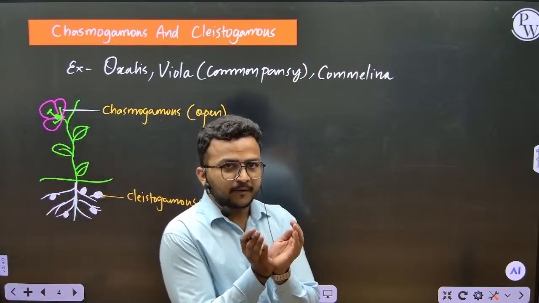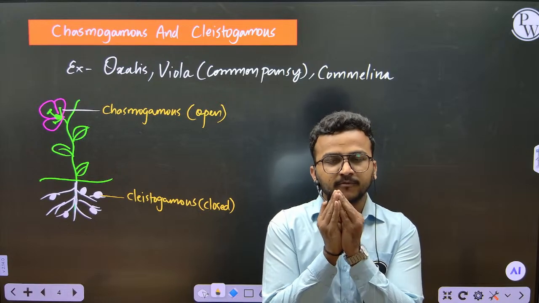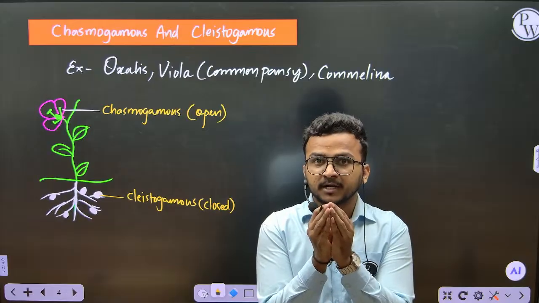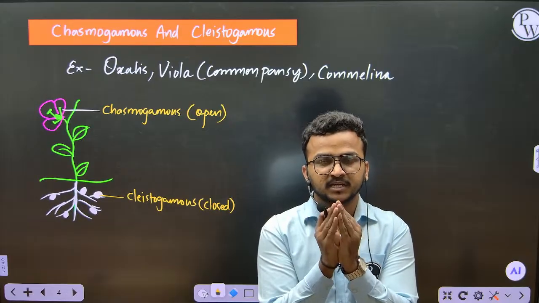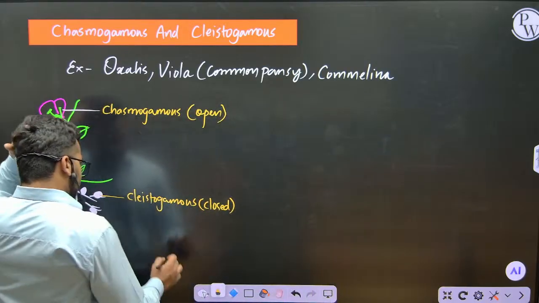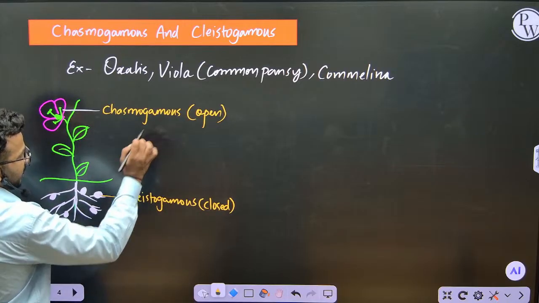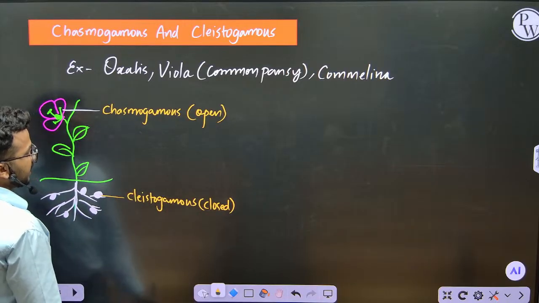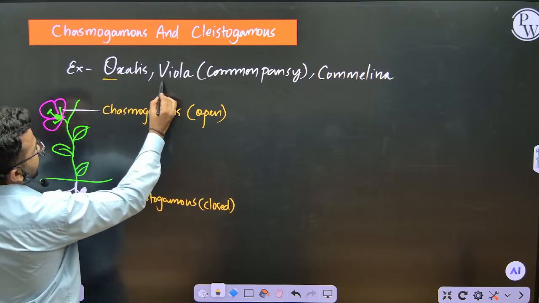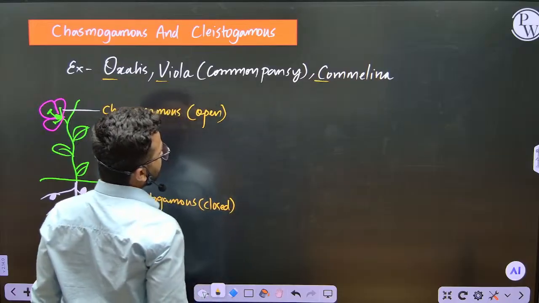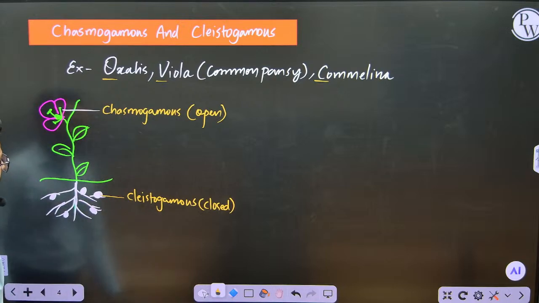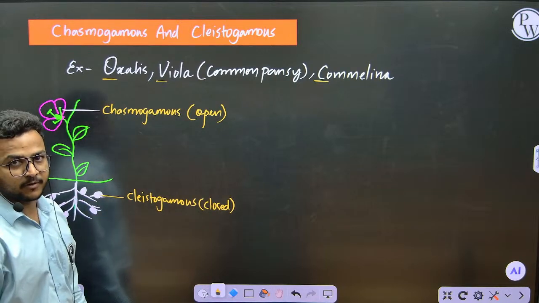So the flowers always remain closed, even after fertilization and before fertilization. It will be like in a bud stage, closed with the petals, sepals and all. So clisto is nothing but closed, and chasmogamous is nothing but the open flower. In these examples of oxalis, viola and Commelina, the plant produces two different flowers, one is the chasmogamous flower and another is the clistogamous flower.